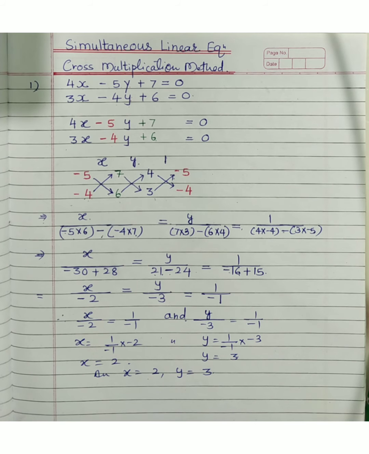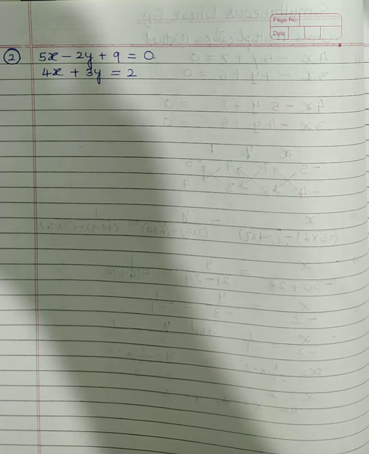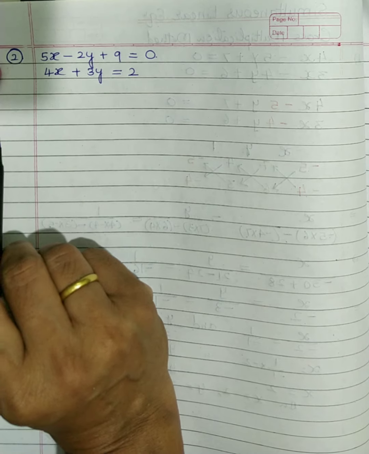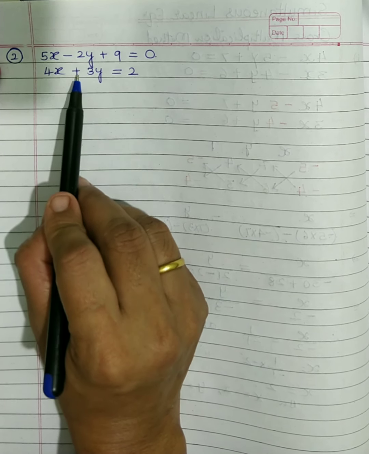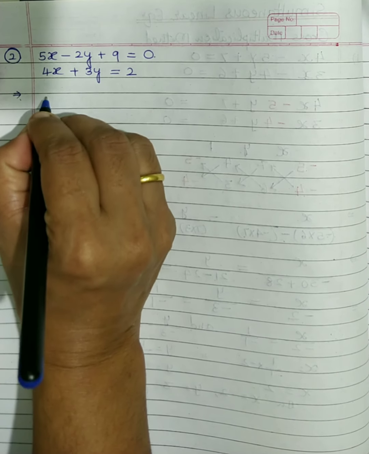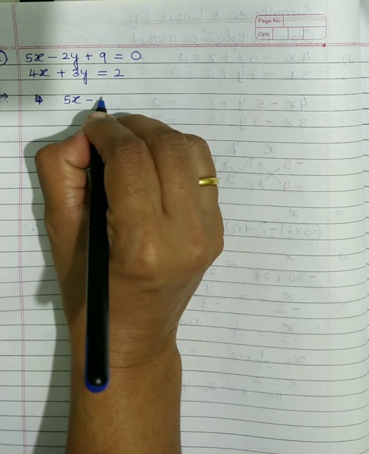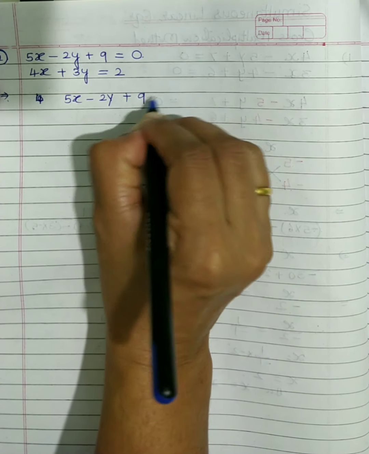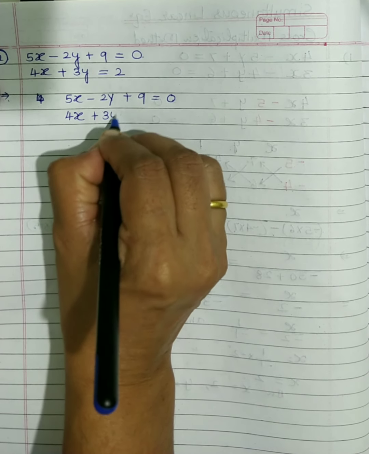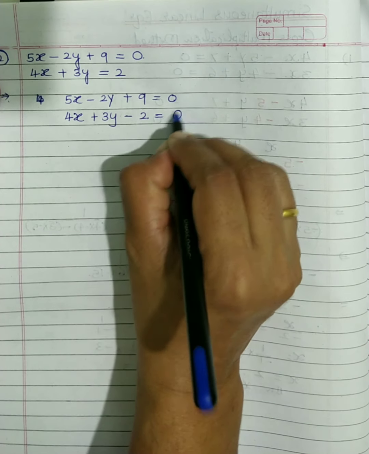Let me explain one more sum so that it will be fully clear to you. Look at this sum now. 5x minus 2y plus 9 is equal to 0. First equation is in standard form. Second equation is 4x plus 3y is equal to 2. Is it in standard form? No. So step number 1: first equation as it is, 5x minus 2y plus 9 equal to 0, and second equation, go for the standard form. 4x plus 3y plus 2 is brought here. What will it be? Minus 2 is equal to 0. So this is the compulsory step.